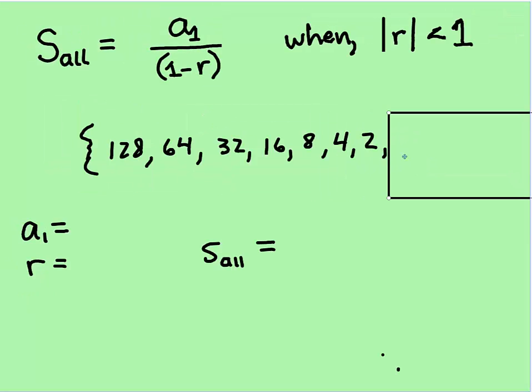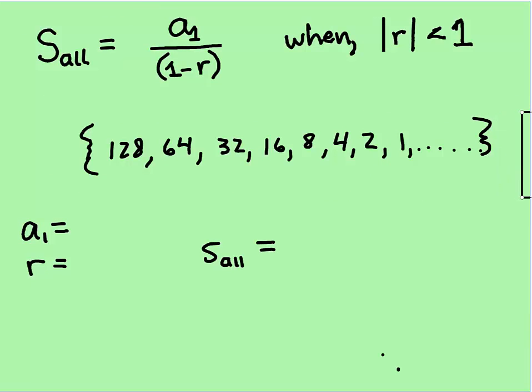Here we go. And the dots indicate it's going to go on forever. Well, first we have to find the common ratio. Well, 64 divided by 128, you get 1/2. 32 is half of 64. 16 is half. Okay, so our common ratio is 1/2, which is less than 1. So that's good. Our first term is 128.